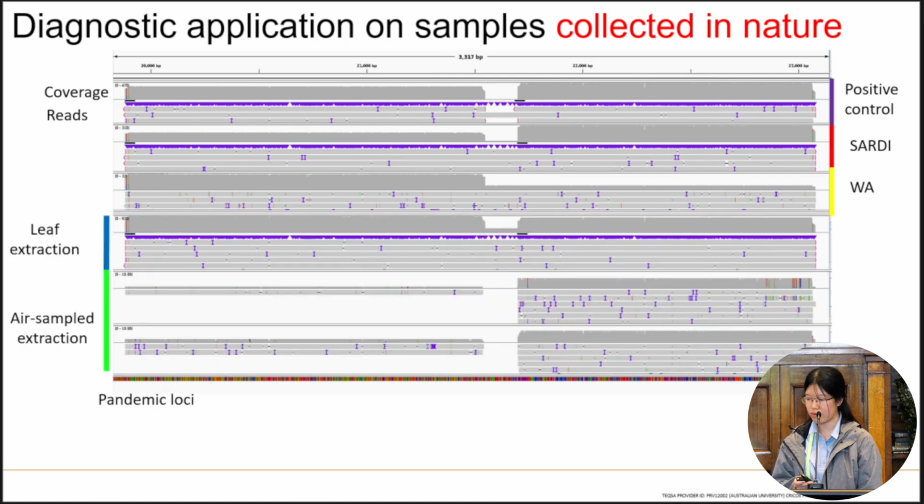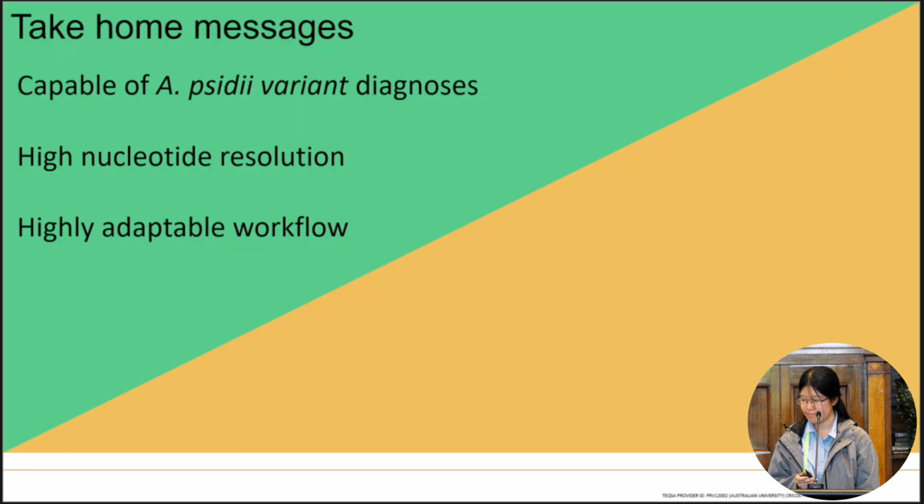Besides, we also tried using the primers to amplify the HD loci from leaf extractions and also air sample extractions. We can see in these two cases we can also amplify the HD loci successfully, and the nanopore long reads can also map to the pandemic strain well.